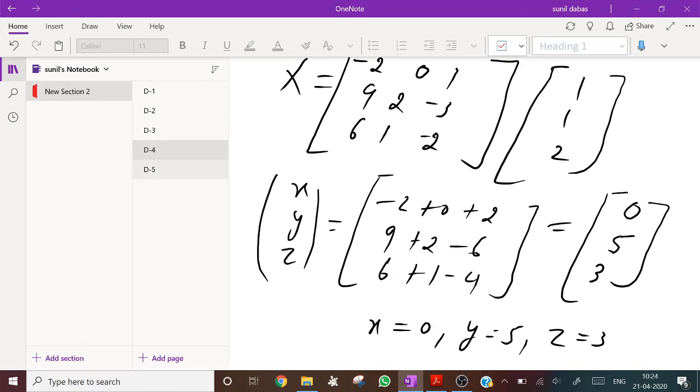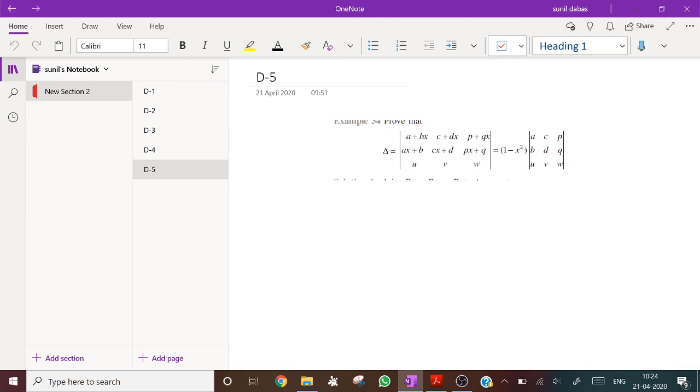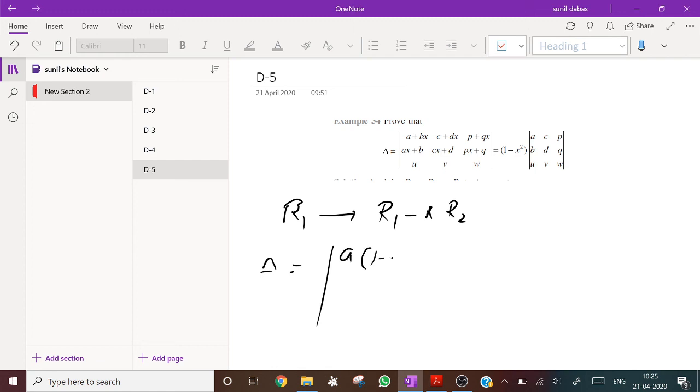Now see the last question. We have to prove this. Again it's a technical question. So what we are going to do here on the delta, I apply the operation R1 as R1 minus x times of R2. By applying this delta become, because I need to calculate the factor 1 minus x square, it will become a into 1 minus x square, c into 1 minus x square, and p into 1 minus x square.